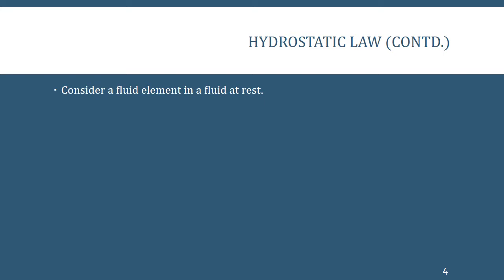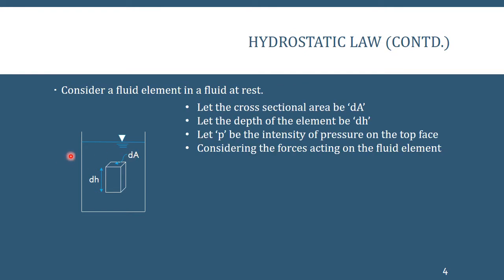So consider a fluid element in a fluid at rest. So this is a fluid at rest, and I have taken a small fluid element here of depth dH and cross-sectional area equal to dA. Okay, I have taken a small cuboidal elemental area inside the static fluid with height dH and area of cross-section equal to dA. So let the cross-sectional area be dA, let the depth of the element be dH, let P be the intensity of pressure on the top face. Let the pressure at this face be equal to P.